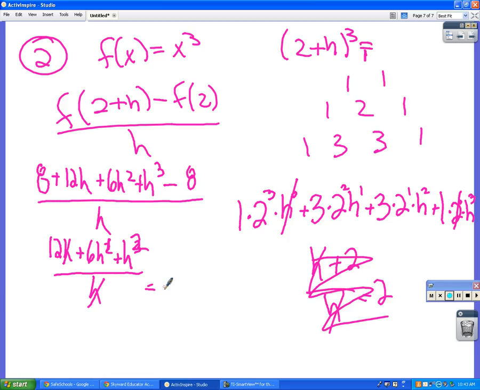Okay? So since there was an h in each one of these terms, essentially what we did is we factored out an h and then the h is canceled. So 12 plus 6h plus h squared. Okay? Is that the answer? Wait, hold on. No, that's the answer. All right, what else from section C?